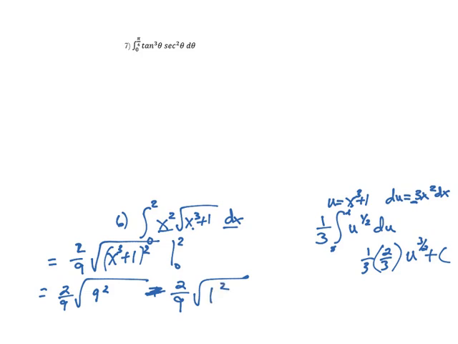Okay, so remember from algebra that you can do 9 squared and then do the square root, or you can do the square root of 9 and then square your answer. Power to power, doesn't matter what order you do it in. So I'm going to do the square root of 9. The square root of 9 is 3. 3 squared is 9. Minus 2/9 times the square root of 1 squared, which is just 2/9.